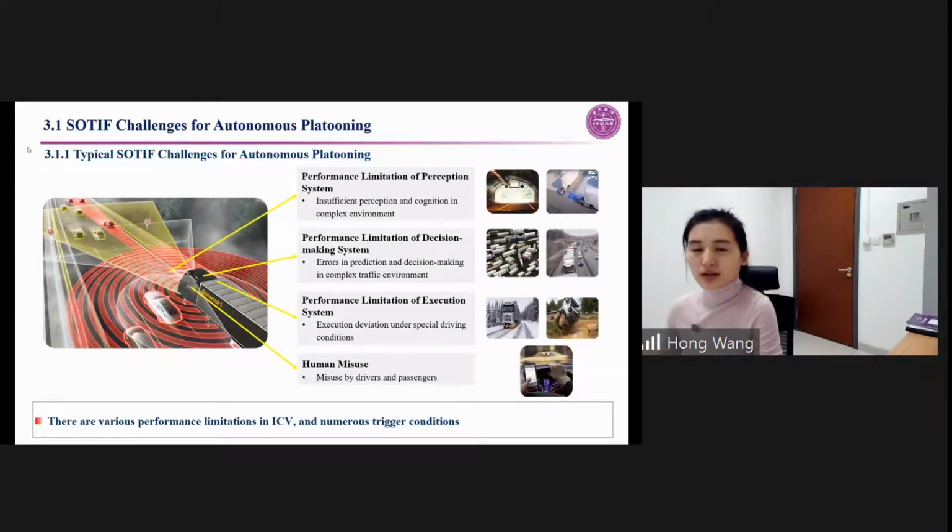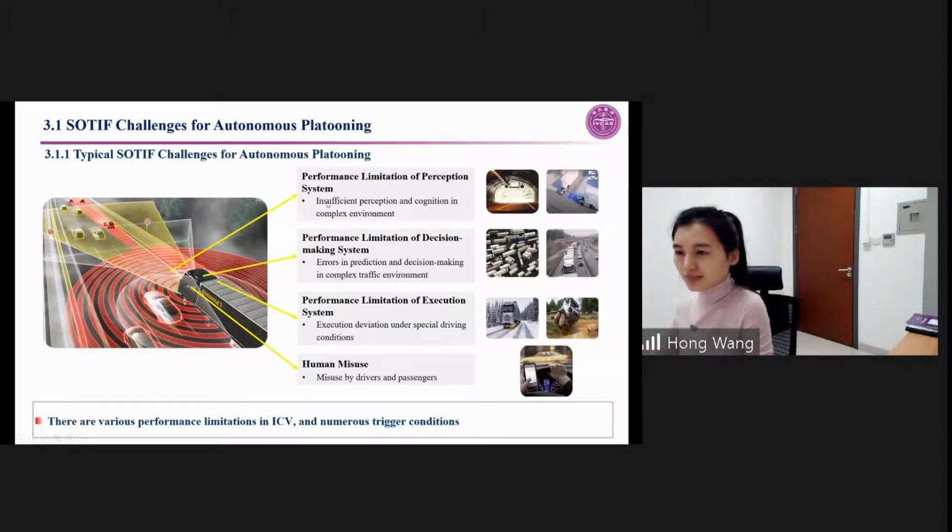So the third part, I will introduce from the academic aspect what we can do to reduce or eliminate the SOTIF challenges for autonomous platooning. First, let's review the typical SOTIF challenges for autonomous platooning. There are several slides showing the SOTIF challenges for this platooning issue. The first one is the performance limitation of the perception system, insufficient perception and cognition in complex environments.